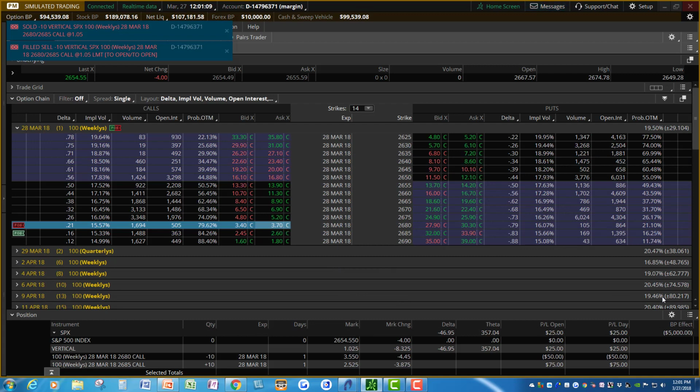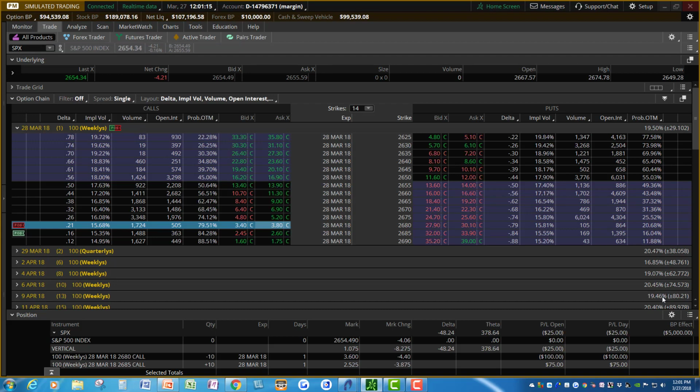Boom, we're filled. Now note, we're in a simulated trading environment, and a lot of things are going to happen. You're going to see that we get filled right away. In normal trading on a real platform, live trading, I should say, this is still a real platform, it's going to bounce around a little while. It may take a little while longer.